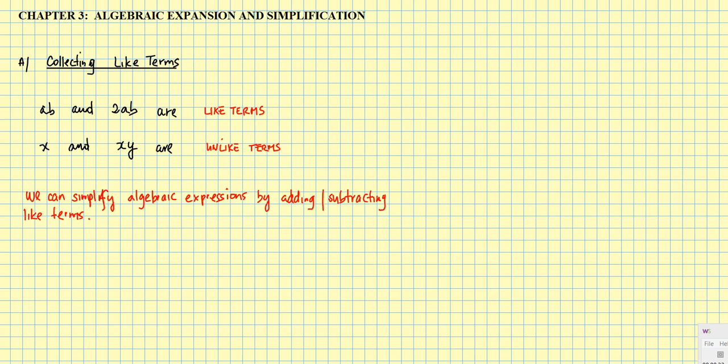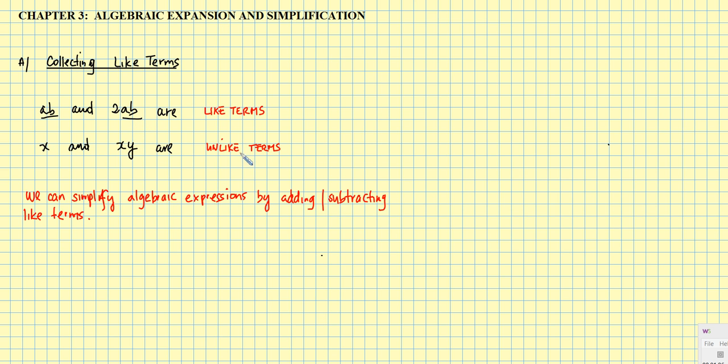So when we are looking at like terms, we are looking for variables that are the same. So for example, AB and 2AB are going to be considered like terms, and that's simply because AB and AB exist in both of those expressions. Now, the fact that there is no coefficient in front of the first term here, AB, no number in front of it, simply means that there's actually a 1. So by default we know that it's a 1. And the next one next to it is 2AB.